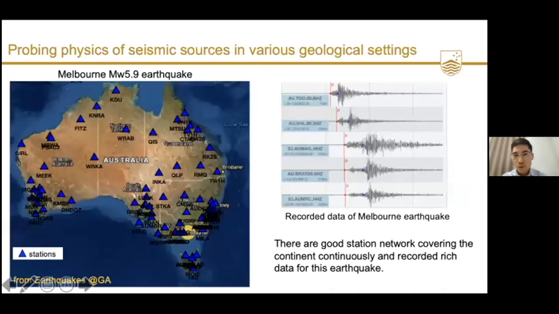We also will study the source of the Melbourne earthquake. For this earthquake, there is a good station network covering the continent continuously, which recorded rich data. This earthquake is well covered by the seismic stations, so this will greatly help us study it, and all other earthquakes that happen in Australia.